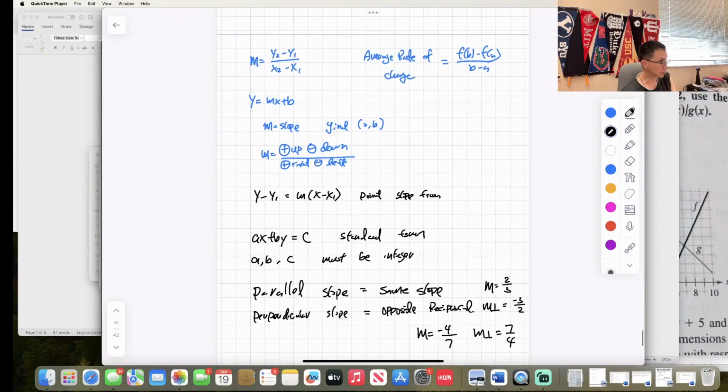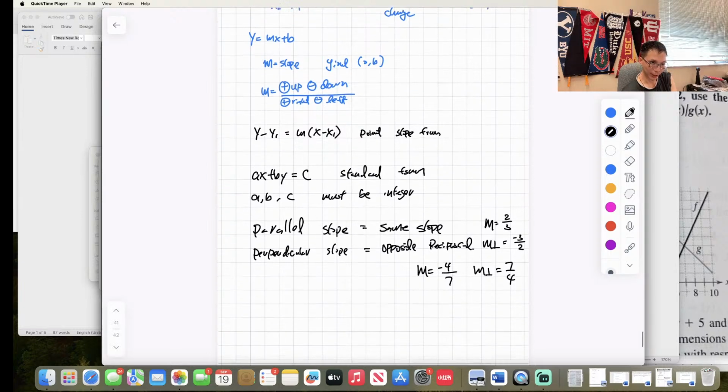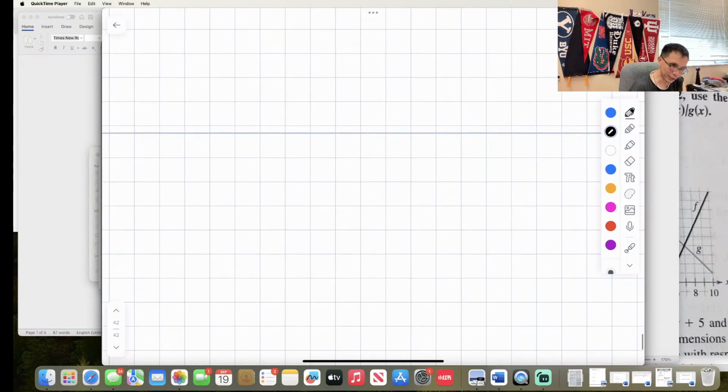Is this okay? Do you have everything copied down? Make sure, this is worth above 30% of your grade on your SAT. Okay? Now, let's go to the next part.